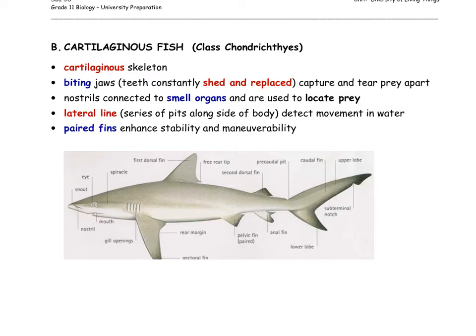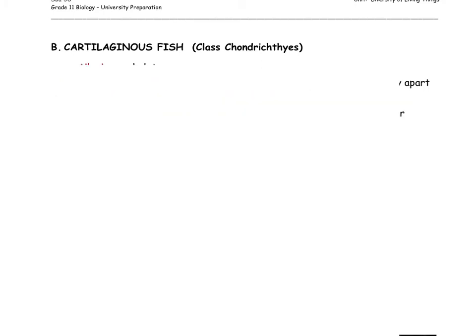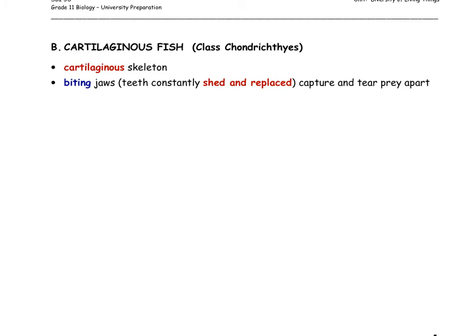They all have, I'm going to just raise this up again so we see the stepwise. They all have that cartilaginous skeleton, similar to what we saw with the jawless fish. They're going to have biting jaws, though. That is one difference. And they will often have teeth that constantly shed and replace. And they use that to capture and tear apart their prey.